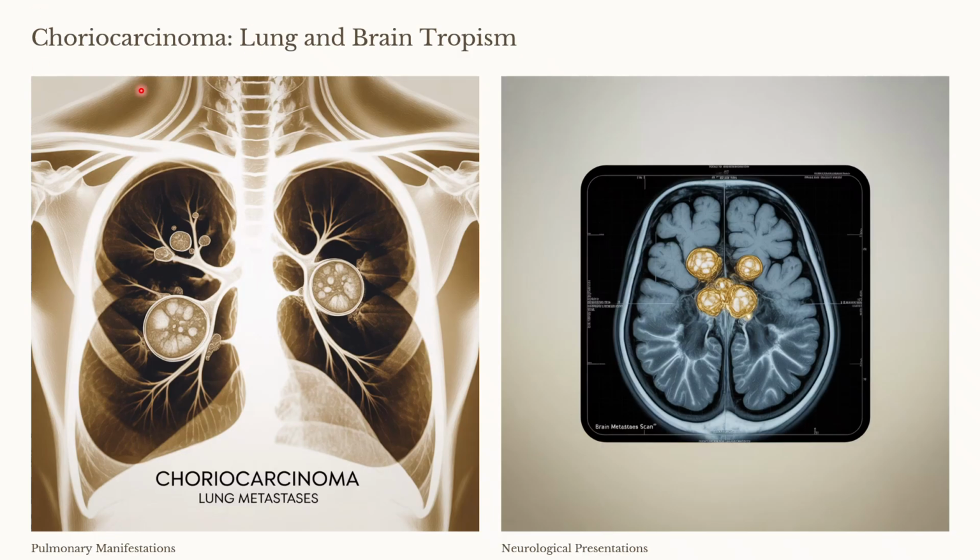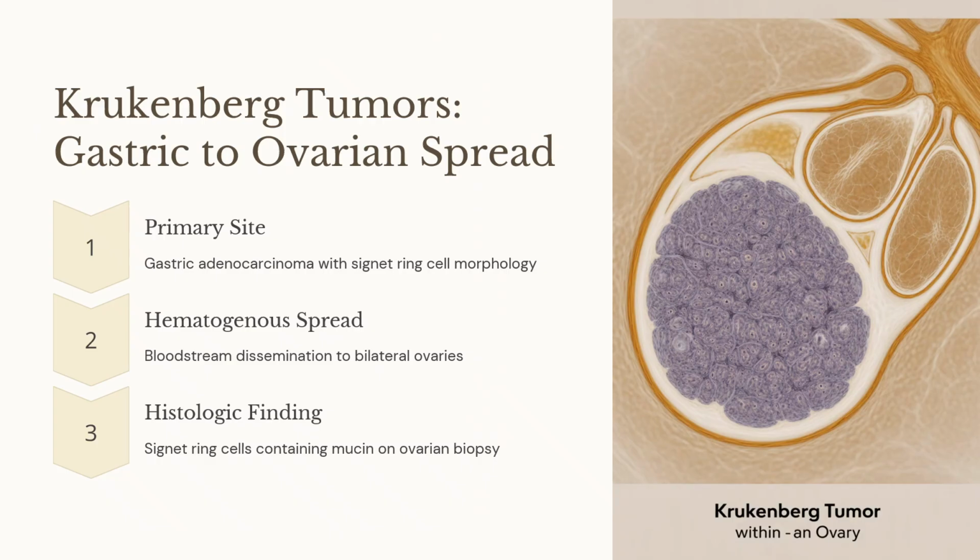Choriocarcinoma. Choriocarcinoma can metastasize. Choriocarcinoma is the cancer that the hydatidiform mole has progressed to. The end stage of the H mole is the choriocarcinoma. That has a tropism for the lung as well as brain mets.